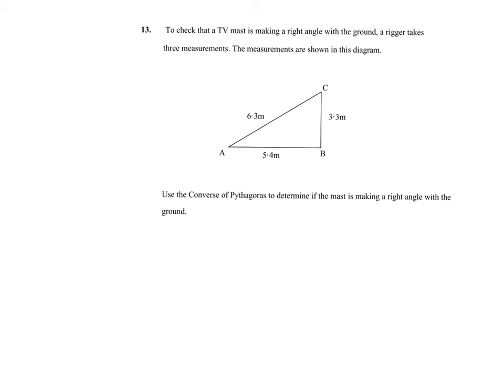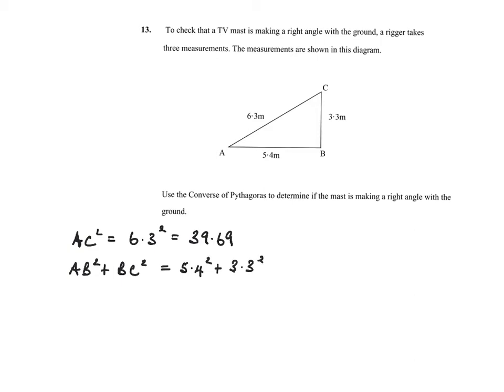Converse of Pythagoras' theorem, so what I'm going to do is to work out AC squared. That's 6.3 squared, which equals 39.69. Then I'm going to work out AB squared plus BC squared, the sum of the squares on the shorter two sides. So that's 5.4 squared plus 3.3 squared, and that equals 40.05.